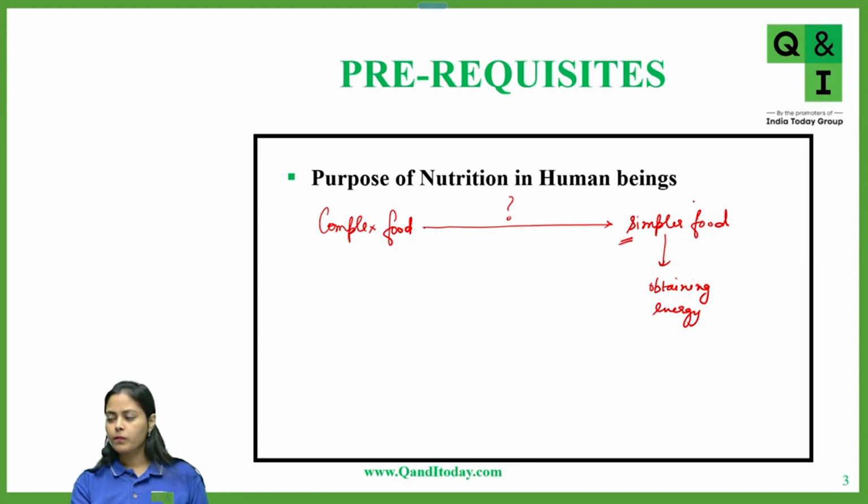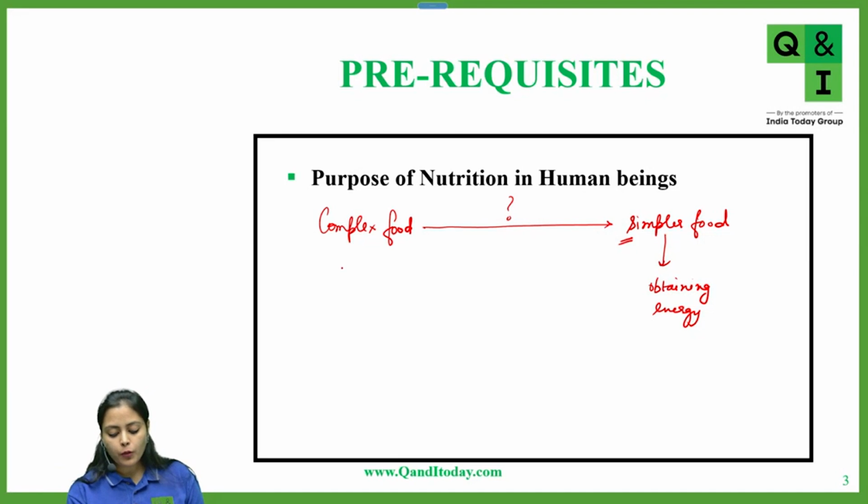Ma'am, if the complex food directly goes into our bloodstream, it will be tough to stay alive. Yes, very good. So what happens is that complex food cannot be directly absorbed into our bloodstream. Simpler food molecules will be absorbed through villi, and they will enter the blood circulation.